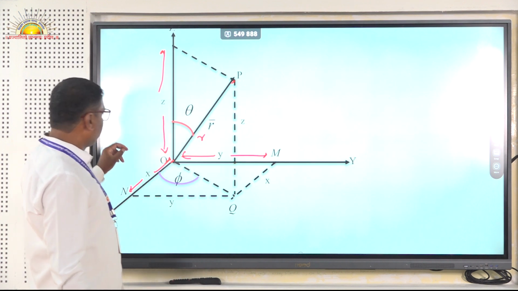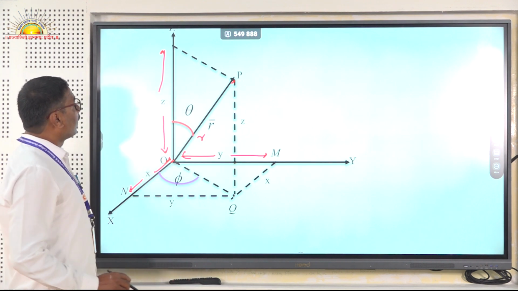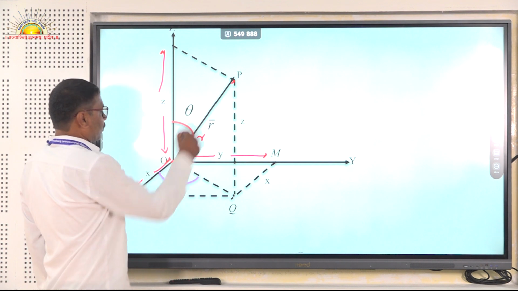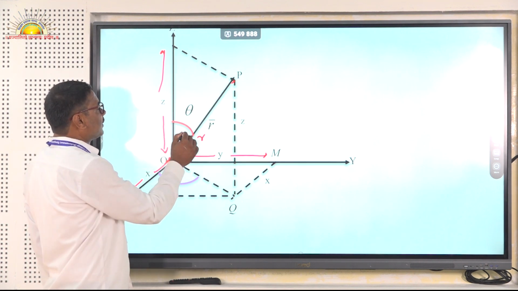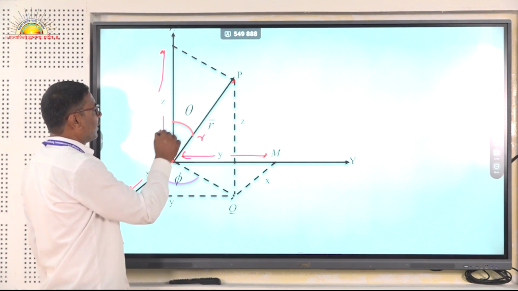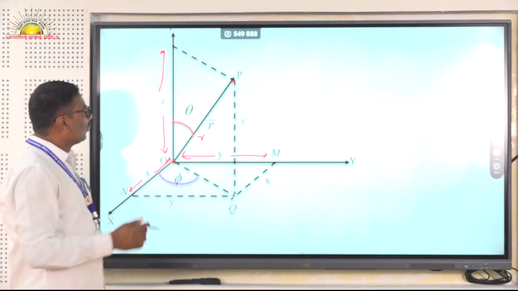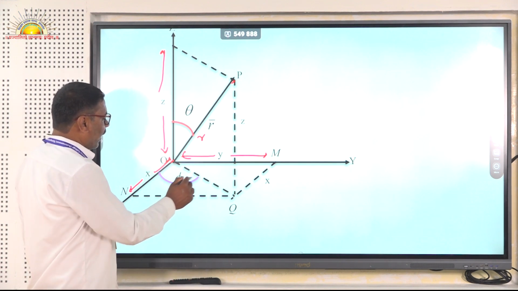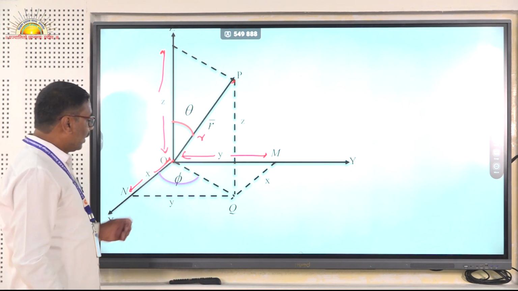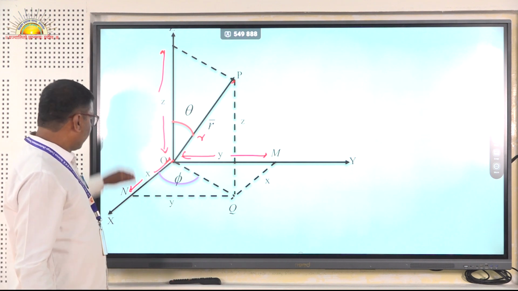Now in spherical polar coordinates, the distance O to P is the coordinate r, this angle is theta, the polar angle theta, which is our second coordinate, and this angle phi is our third coordinate.